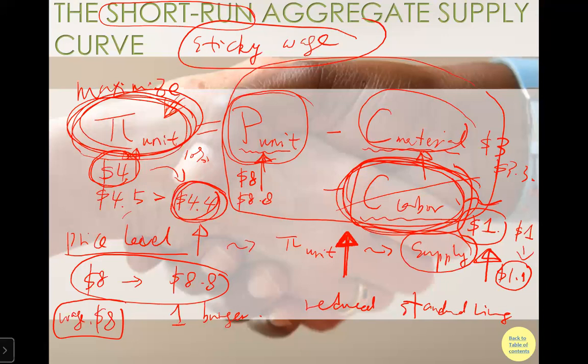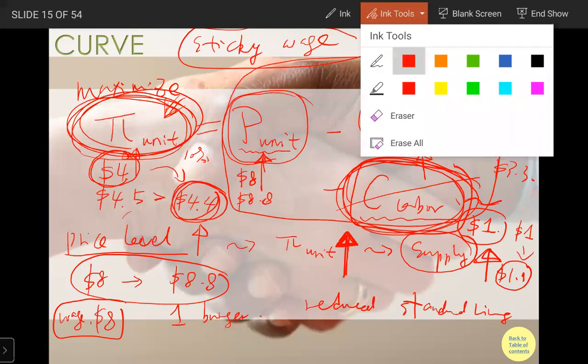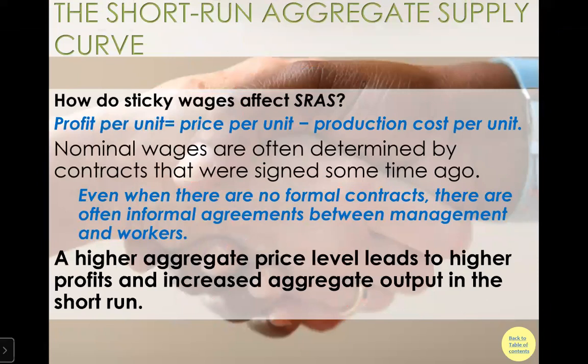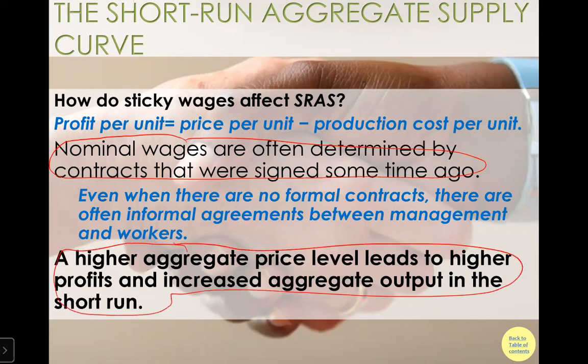Right? So let me erase everything. Now we are ready to summarize what we have learned. Sticky wage will affect short-run aggregate supply. This is because nominal wages are often determined by contracts that were signed some time ago. So this just reflects a sticky wage. And given this sticky wage, a higher aggregate price level leads to higher profit and increased aggregate output in the short run. This sentence just summarizes what I just explained to you, both with this equation and with a simple numerical example. So this is in the short run.